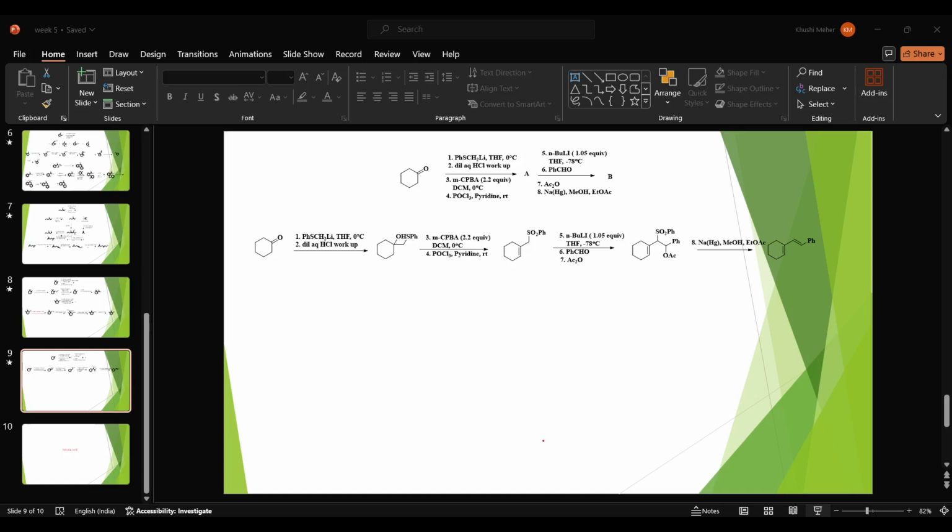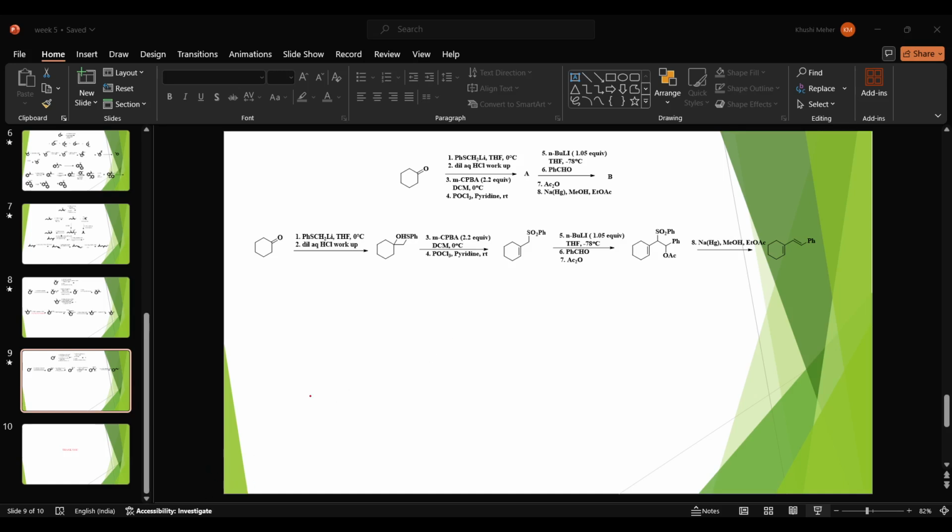Okay, then first it will attack and you will get the lithiated intermediate. After that, what will happen? Then it will give the acid, then you will get your corresponding keto. And after that, what will happen? Whatever the keto that will be present.